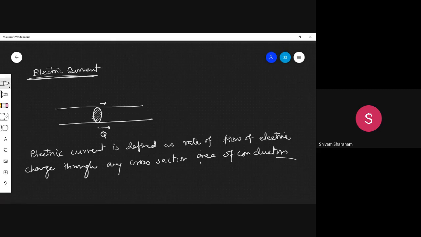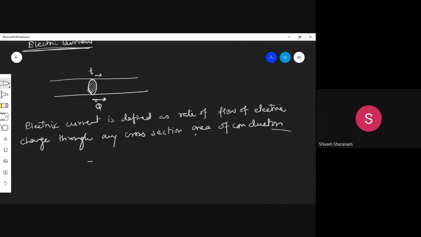So suppose Q charge is passing here in time t. So what will be the current? Current we denote by I. So I becomes Q by t. And what is the SI unit of current? Ampere. The SI unit of current by this formula will be coulombs per second, or we can call it ampere, also denoted by capital A.